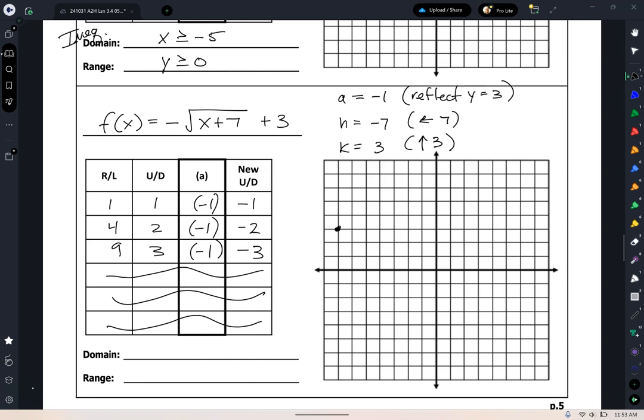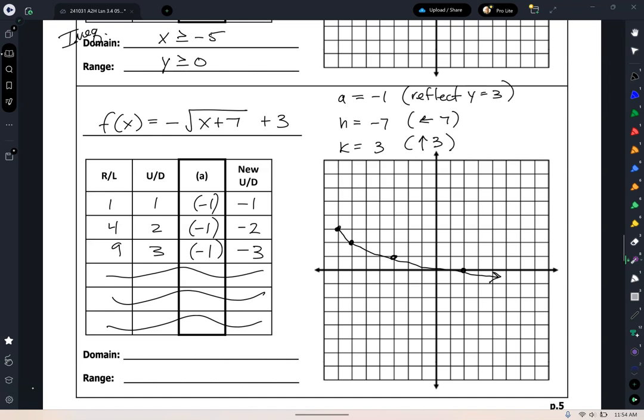And then if we just follow our parent patterns, right? So it's going to be right 1, down 1. Right 4, 1, 2, 3, 4, down 1, 2. Right 1, 2, 3, 4, 5, 6, 7, 8, 9, down 1, 2, 3. And then we have our graph down like that. And so just by following the parent pattern, we get that reflection over that y equals 3 line. And this still follows that same curve of the square root function because we didn't compress or stretch it at all. We just reflected it over that y line.